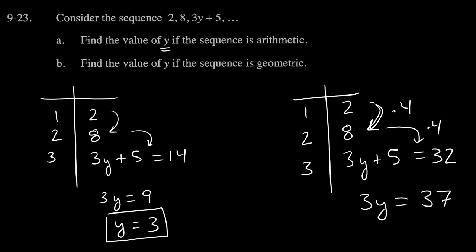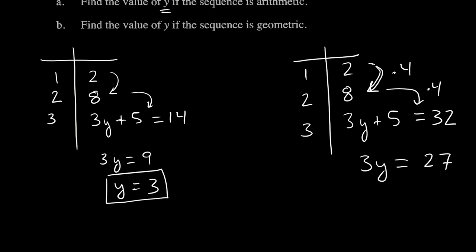That doesn't seem right. No, because it's 32. Take away 5 is going to be 27, not 37. So this is going to be 27. And if I divide both sides of that by 3, 27 is divisible by 3. It's 9, right? So I end up getting that y is the number 9.